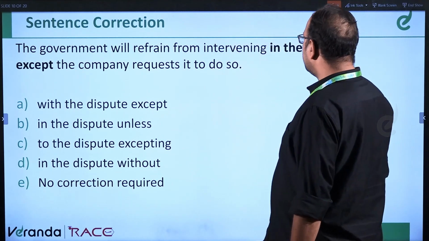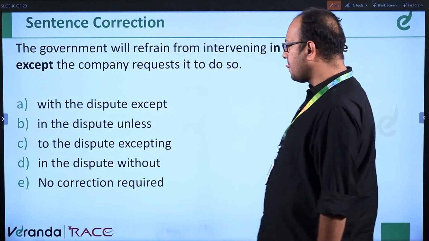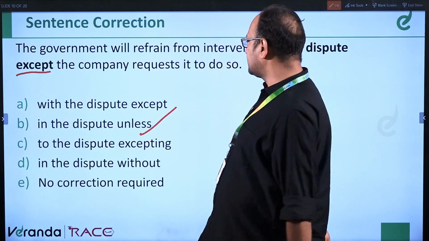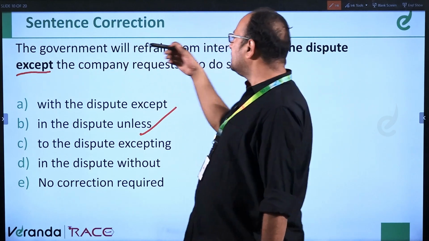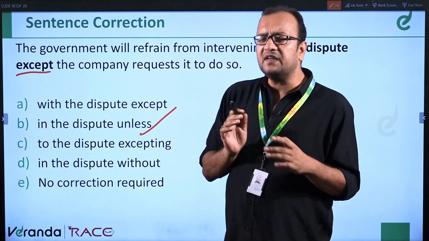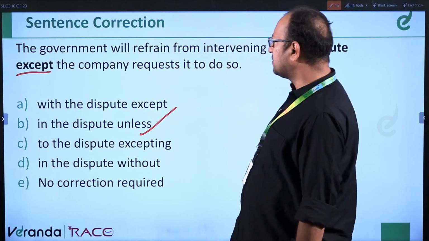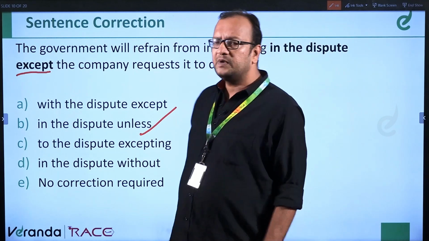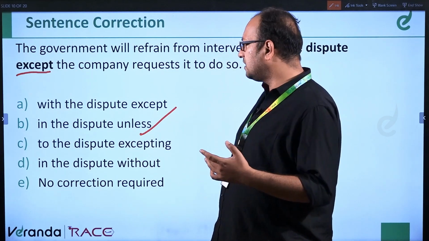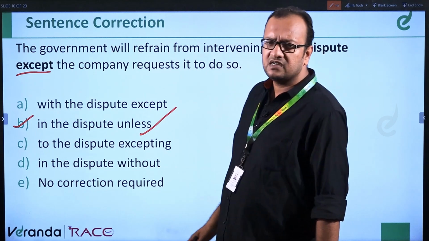The government will refrain from intervening in the dispute except the company requests it to do so. Okay. See, here except is the incorrect word. It should be like unless the company requests it to do so. So the government will refrain from intervening in the dispute unless the company requests it. Unless means only if not the company. That's the meaning of it. If not, the company requests it to do so. So except should be replaced by unless, means only if the company requests it to do so, or unless the company does not request it to do so. So this is the correct answer. So B would be the correct answer for that.